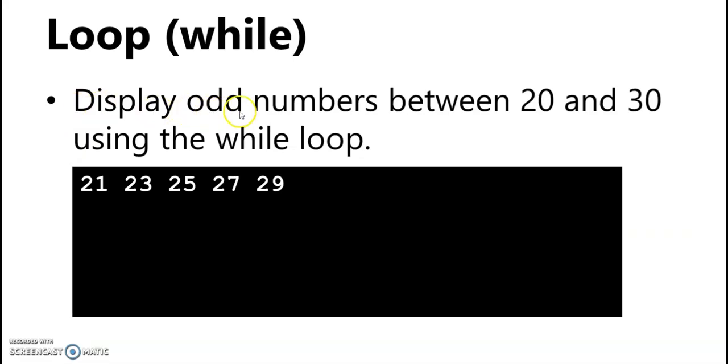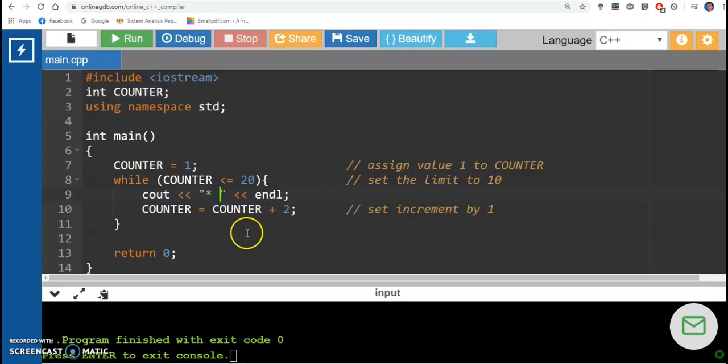I would like you to write a program to display odd numbers between 20 and 30 using the while loop. So the output should look something like this. The odd numbers between 20 and 30 are 21, 23, 25, 27 and 29. So let's have a look at what we have before and see whether you can tell where we will change it. Okay, so obviously it's not the asterisk, we drop that. So we go back to the example where we print out the counter, so we delete the end of line also.